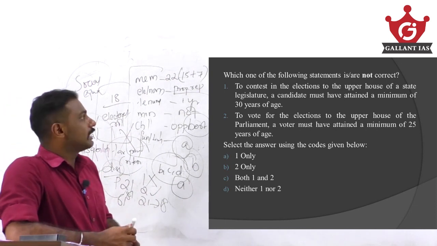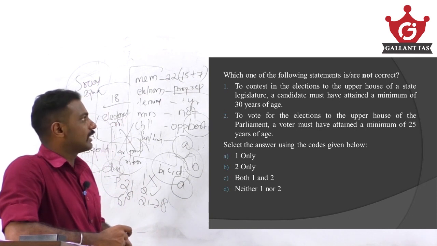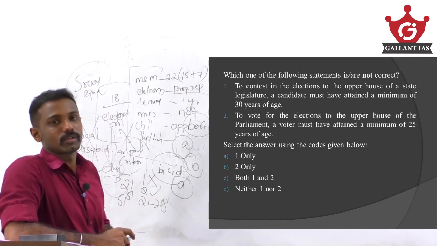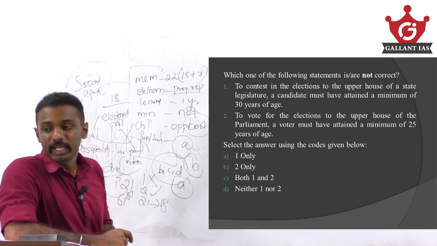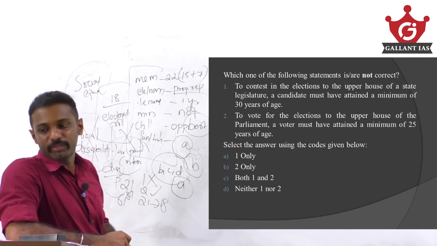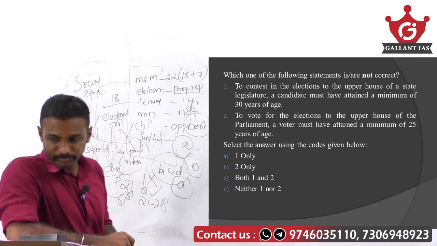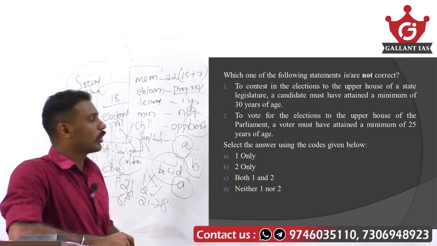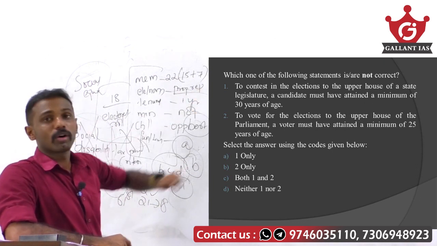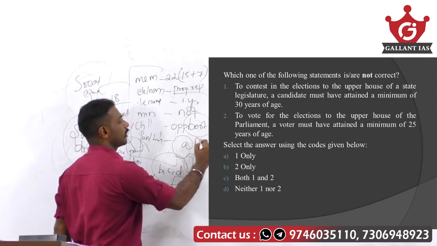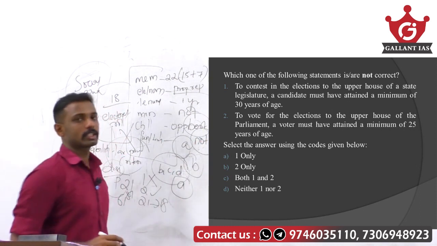Which one of the following statements is not correct? To contest in the elections to the upper house of a state legislature, a candidate must have attained a minimum of 30 years of age. To vote for elections to the upper house of the parliament, a voter must have attained 25 years of age. Select the answer using the code below. The question says which one of the following statements is or are not correct. So we have to find out the not correct one.